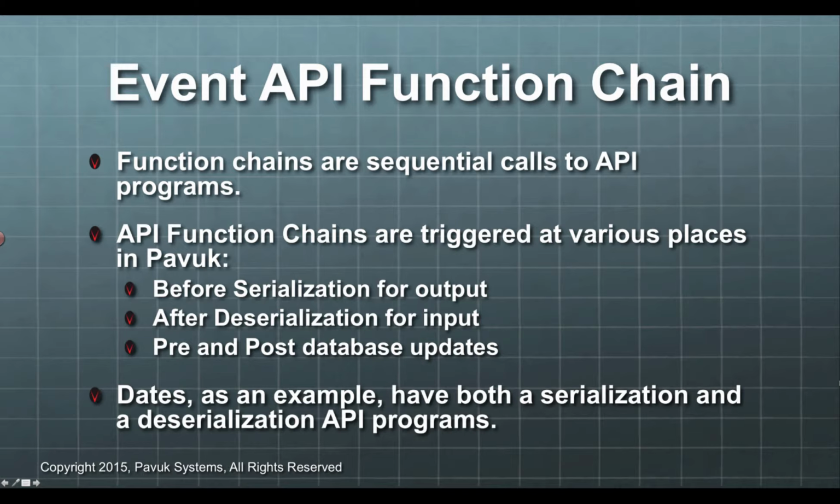The event API function chain. Function chains are sequential calls to the API programs. API function chains are triggered at various places inside the Pavuk environment: before serialization for output, after deserialization for input, and pre and post database updates. Dates, as an example, have both serialization and deserialization API programs. That's how we handle the JSON on the wire and the difference with the time zones.